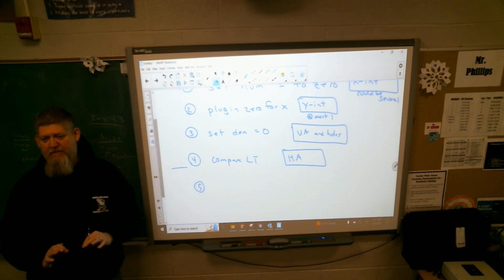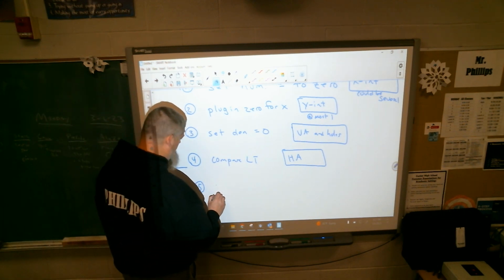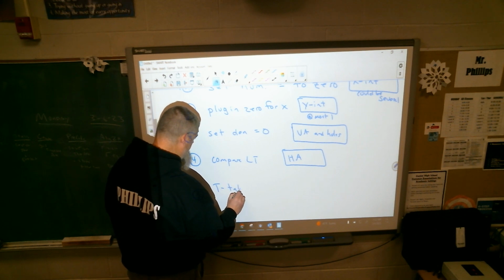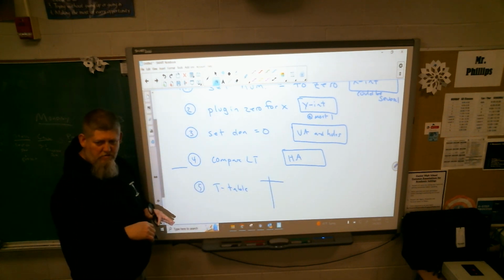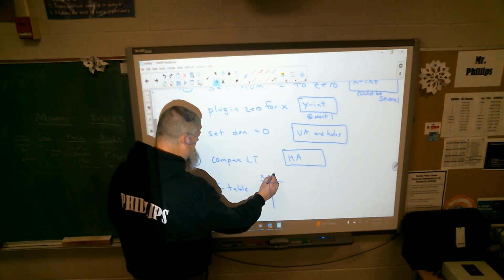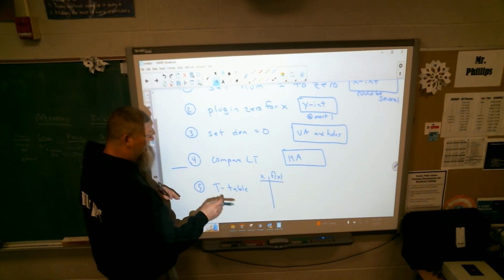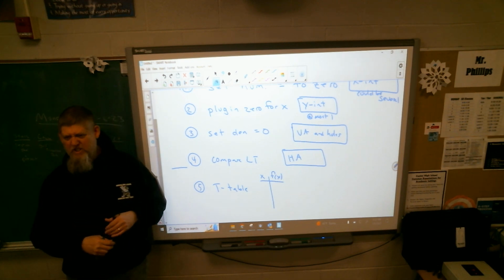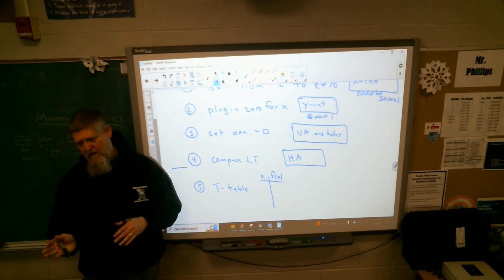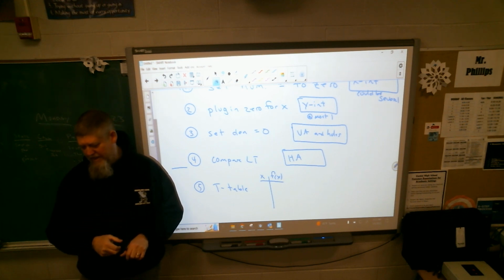Occasionally, you're going to have to do step 5, we're going to have to make a t-table. You may have to plug in a few values for x, just to see, is this graph above the asymptote or is it below? Is it to the left of the asymptote or is it to the right? There may be a couple times you have to plug in a value or 2.